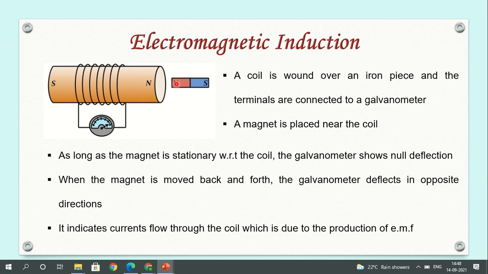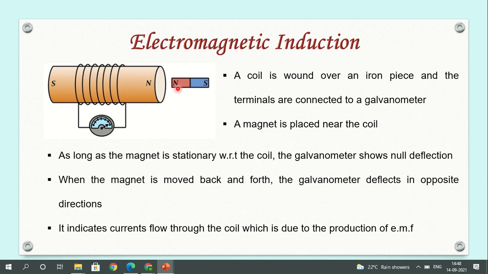So when the magnet moves, what will happen? The flux linking with the coil will change. When the magnet is kept stationary, a constant amount of flux will link with the coil, and we cannot see any current flowing through the coil under that condition.